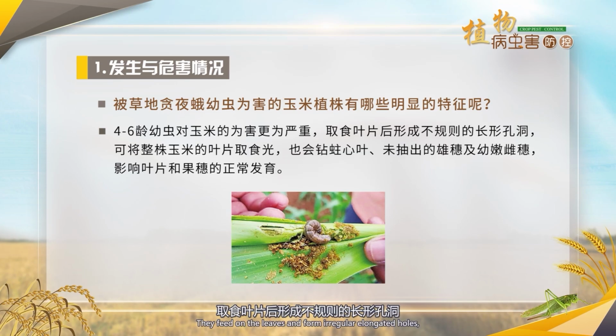They feed on the leaves and form irregular elongated holes, and can feed on the leaves of the whole corn plant. What's worse, they also bore the core leaves, unsprouted tassels, and unsprouted young female ears, affecting the normal development of leaves and fruit clusters.